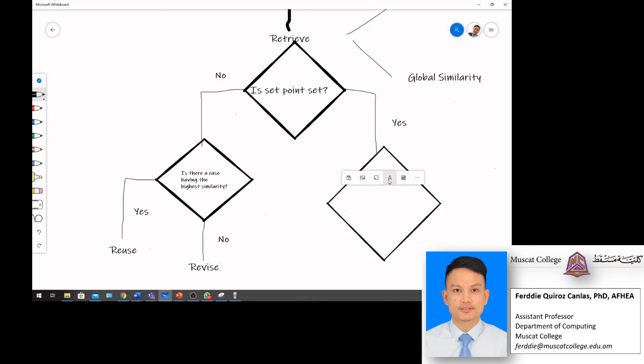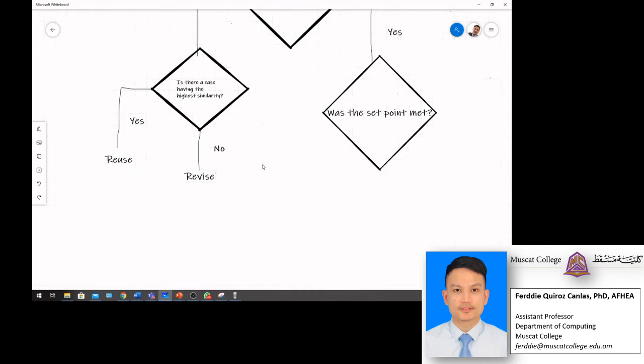So ask this question again. Was the set point met? Okay, so you have to answer this question, the set point. If your answer is yes, okay, let me just go up, and let me go down here, make it very long.